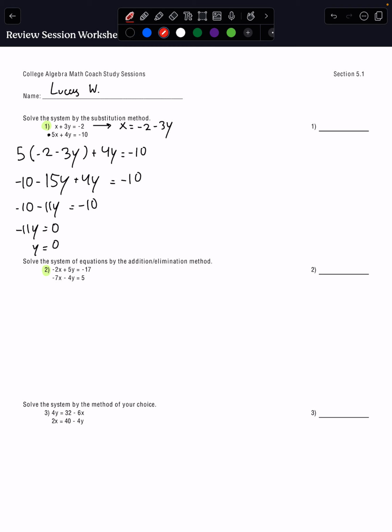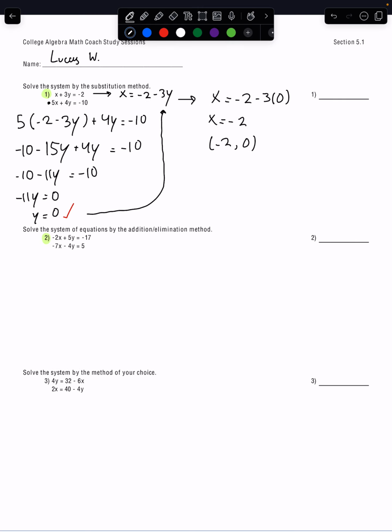Once you find y equals 0, or just whatever y is equal to, we're going to want to take it and plug it in up here for what we found x was equal to. And when we do that, we're going to get x equals negative 2 minus 3 times 0, which means x is negative 2. So our answer would be negative 2, that's our x value, and then 0, which is our y value.